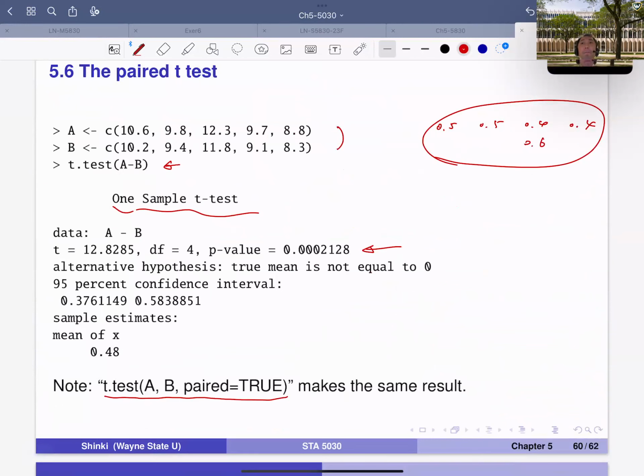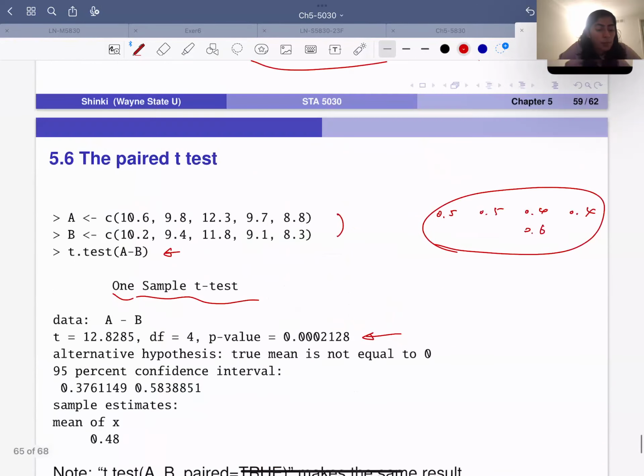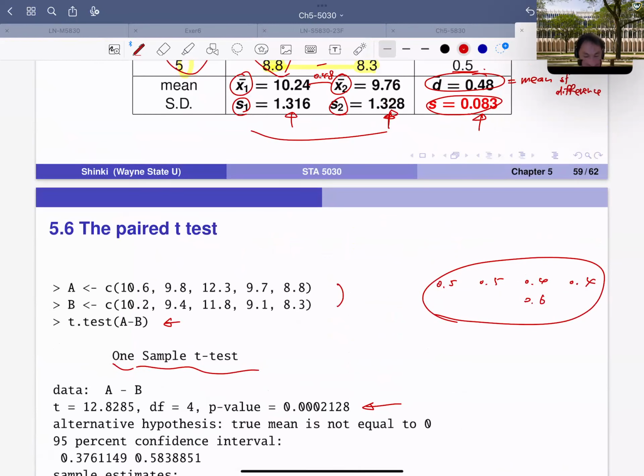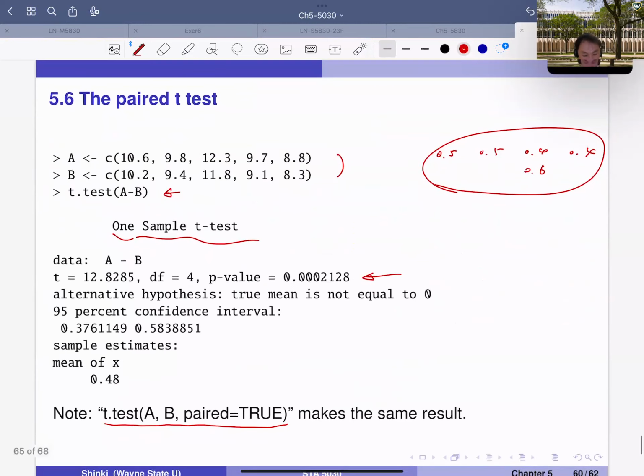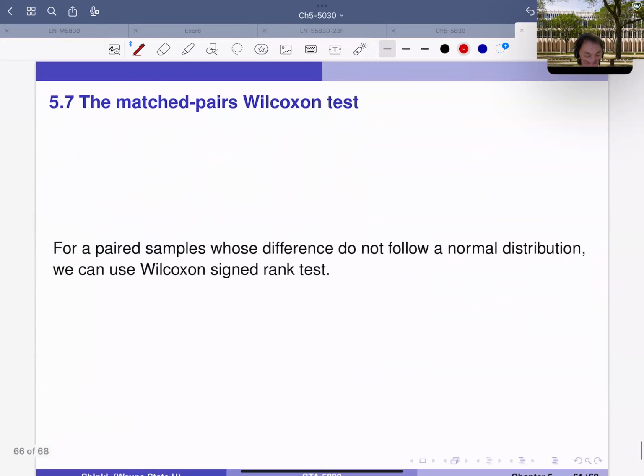Any questions? Professor, I have a question. Yeah, sure. So could B minus A be done as well, or is it strictly A minus B? Yeah, B minus A and A minus B, both ways are fine. Sometimes the alternative hypothesis is one-sided, so we have to be careful about the direction of the test, but either is fine.